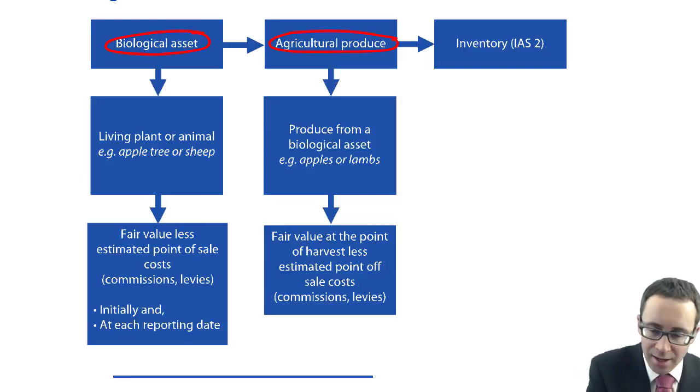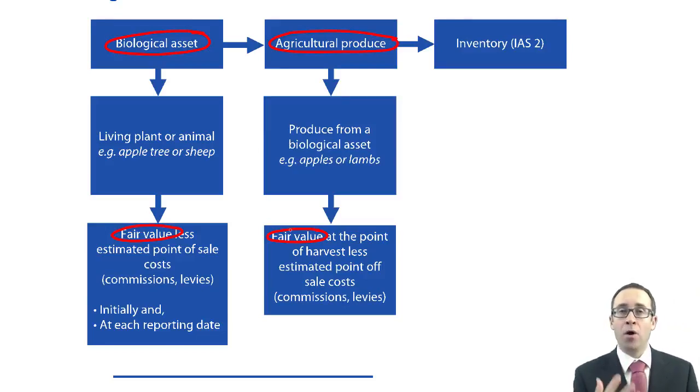Key bits in terms of the measurement: again, everything is based upon your fair value. Both biological assets and agricultural produce are measured at fair value. Both of them also deduct your estimated point of sale costs, so commissions that you may pay to the broker for the sale, or levies that may be charged by the local agricultural authority. They are deducted from the fair value.